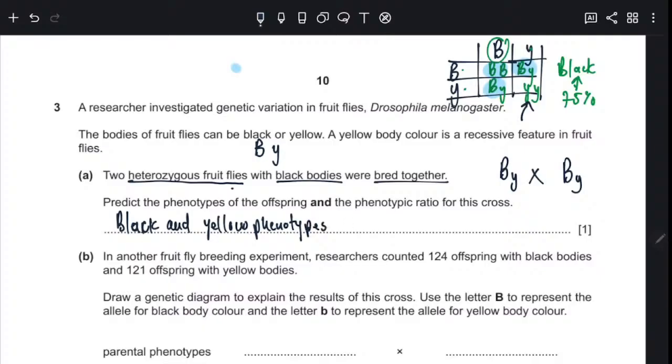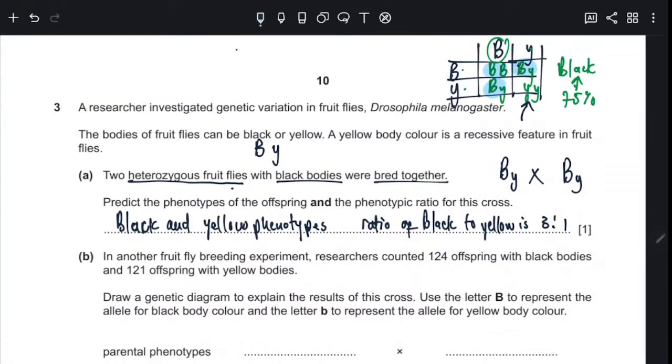And the ratio of black to yellow is 3:1. Are we together? Can you see that? 3 will be black, then 1 yellow.